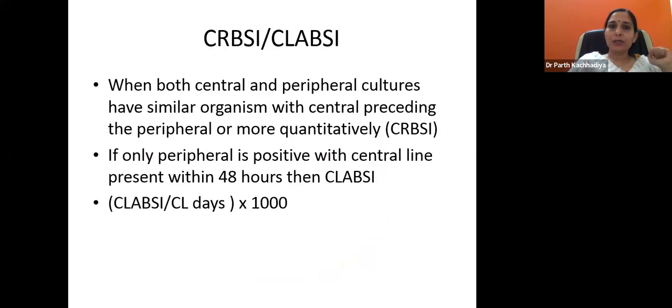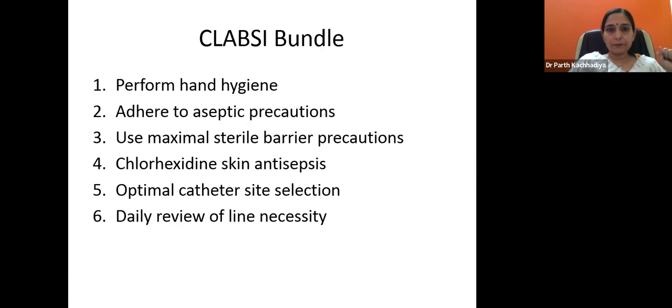Then comes the CLABSI or CRBSI. When both central and peripheral cultures have a similar organism, with central preceding the peripheral or more quantitatively, it is called catheter-related bloodstream infection. But at times it may happen that only peripheral is positive with a central line present within 48 hours, then it is central line associated bloodstream infection. And CLABSI cases upon central line days into 1000 will give you the CLABSI rate.